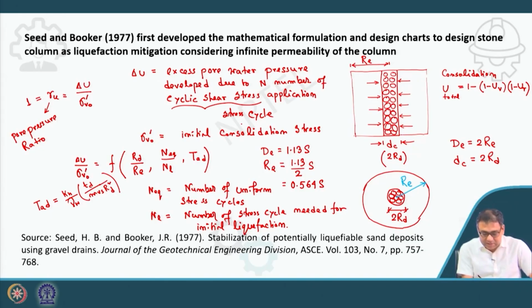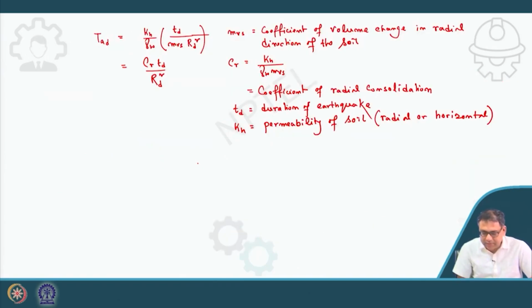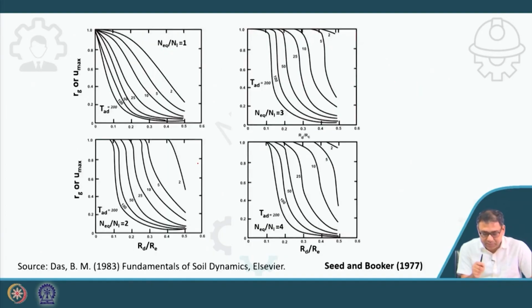So basically these three terms are functions of the duration of the earthquake, the number of cycles required to cause liquefaction and applied during the earthquake, and the spacing to diameter, in addition to the soil parameters. Obviously soil parameters are also a function, because permeability of the soil is there. This way we can represent it, and based on that Seed and Booker provided these design charts. Later on I will discuss an example problem and use these design charts.